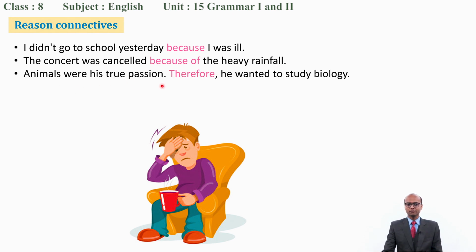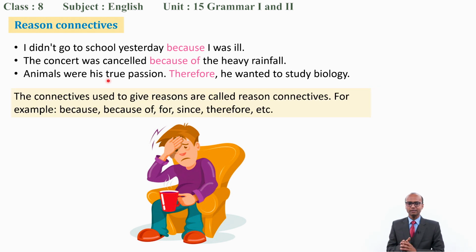Animals were his true passion. Therefore, he wanted to study biology. So these words, because of and therefore, used in these sentences, are the reason connectives. So could you please guess what a reason connective is? Okay. A reason connective is a word that is used to give reasons. The connectives used to give reasons, for example, because of, for, since, therefore, etc. Okay. Clear? I guess. Yes, good.